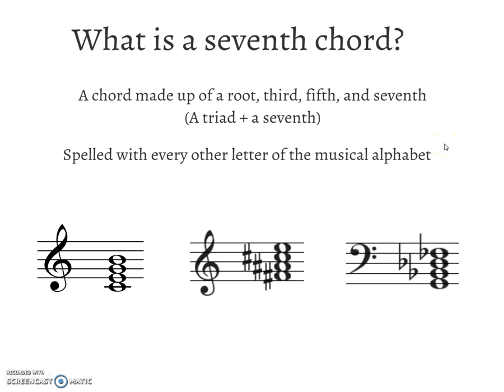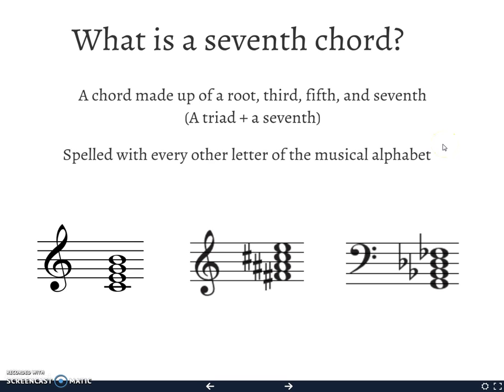Like triads, they're spelled with every other letter of the musical alphabet. C, E, G, B. I'm skipping one letter name in between each. F, A, C, E. I'm skipping one in between each. G, B, D, and F. I'm skipping one letter name in between each note.